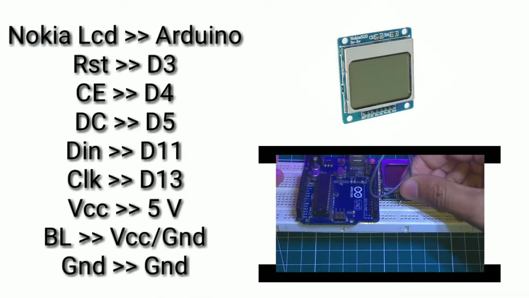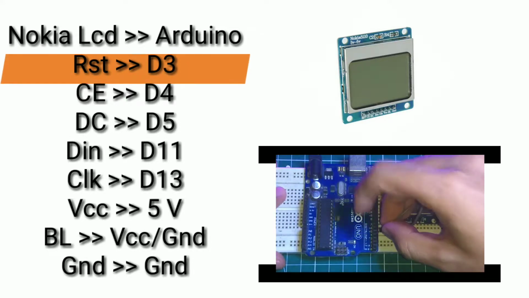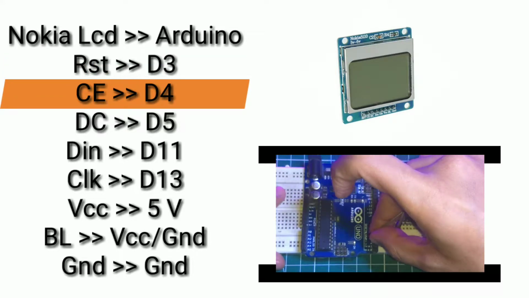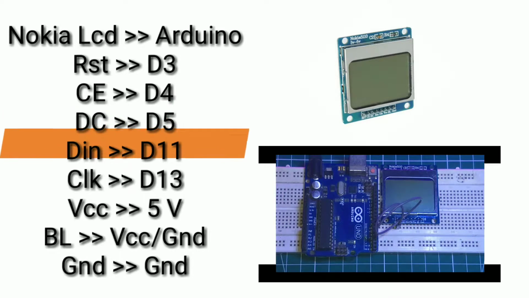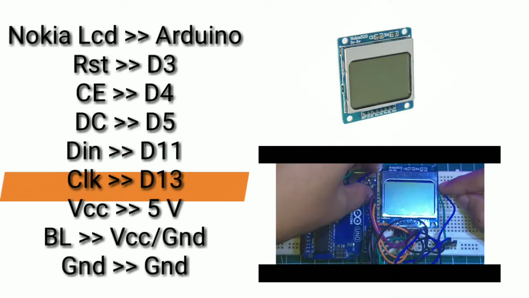The reset pin of the LCD is connected to pin 3 of the Arduino, the CE pin to pin 4 of the Arduino. The DC pin of the LCD is connected to pin 5 and the D-in and clock pins are connected to pins 11 and 13 of the Arduino.